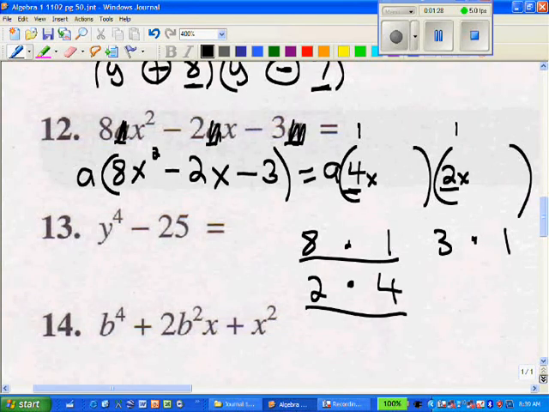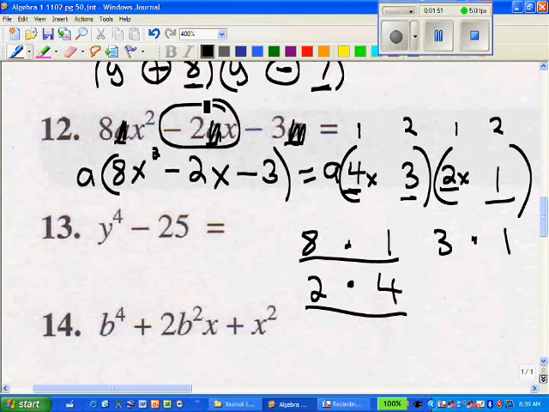And then I know for sure that the terms that are going to go in the second place of the parentheses are going to be 3 and 1. But I don't know if the 3 is going to go here or the 1 is going to go here. Or the 3 here and the 1 here. So let me test. How do I know? How do I find out what's going to go where? Well, my goal is to get this middle term here. My goal is to get negative 2x.